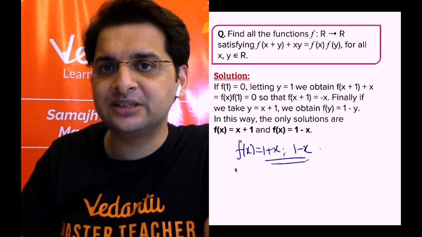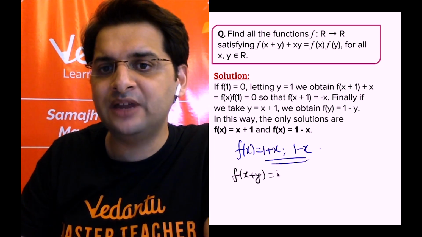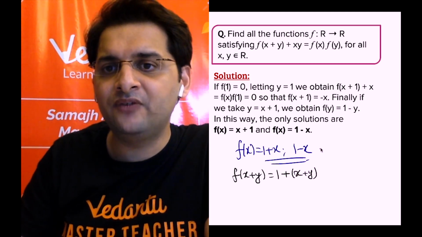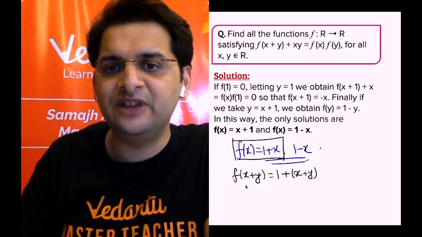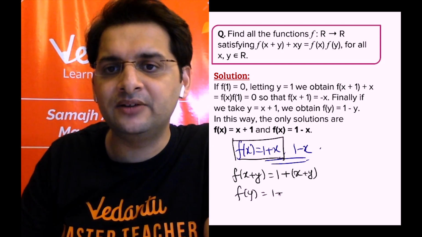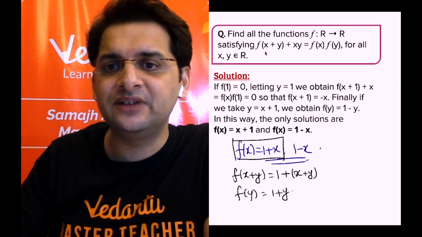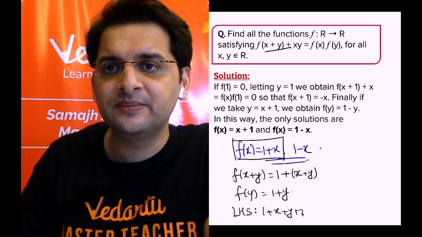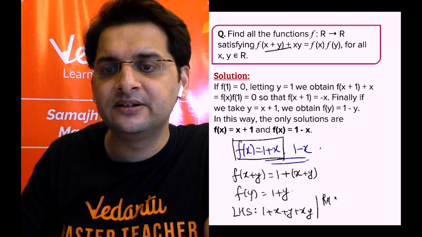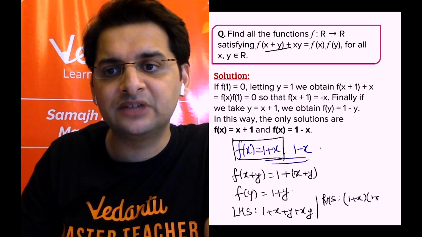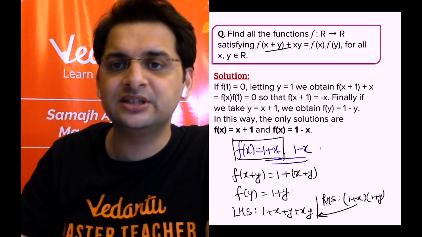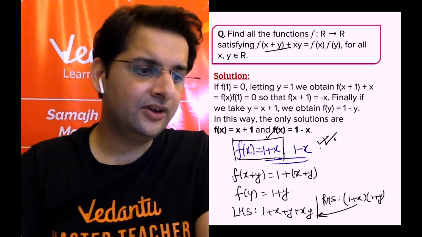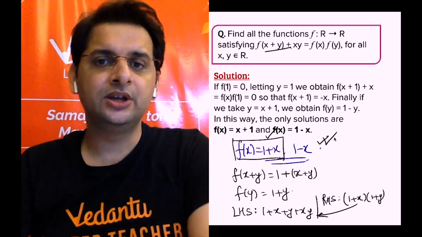So f of x is 1 plus x. What will be f of x plus y? So f of x plus y would be 1 plus x plus y, because wherever there is x, the variable x plus y will come in place of x. And f of y would be 1 plus y. So I'm verifying this. And if I put this on the left hand side, the left hand side becomes 1 plus x plus y plus xy. And the right hand side would be 1 plus x into 1 plus y, and simplifying this will give me this result only. So this is true, and likewise the other would also be true, right? So this is another way of solving a functional equation. I hope you all got this.